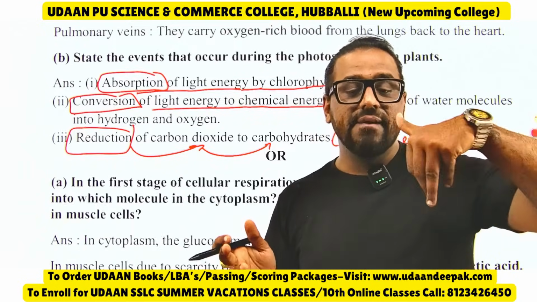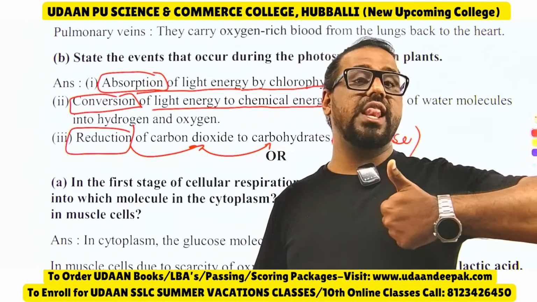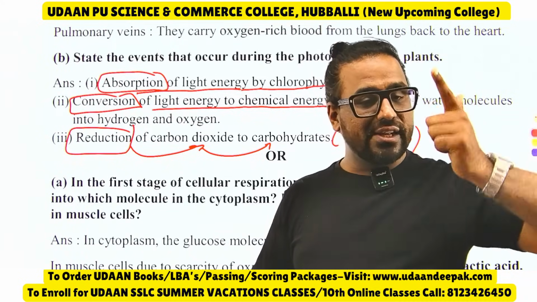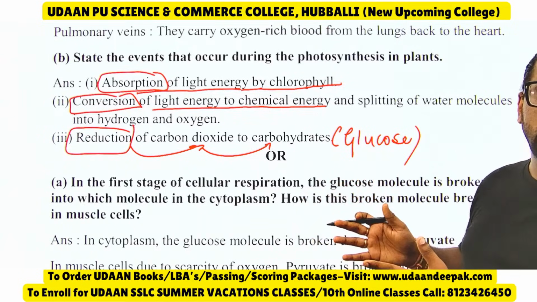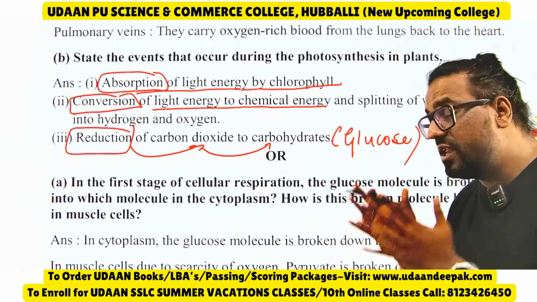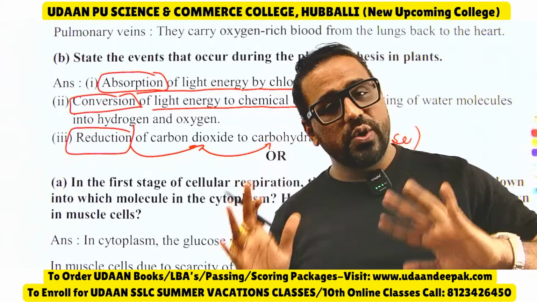Repeat with me. Those are absorption, conversion and reduction. Absorption of sunlight by chlorophyll, then conversion of light energy into chemical energy by splitting water molecules into hydrogen and oxygen, and the last one is reduction of carbon dioxide to glucose.